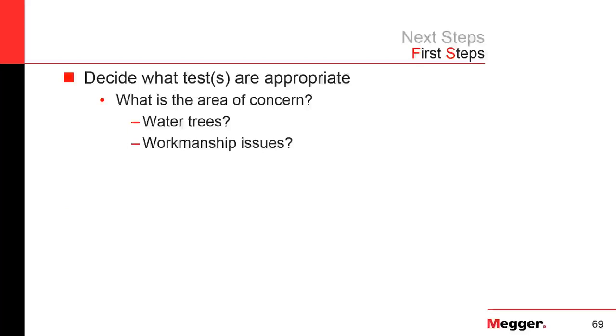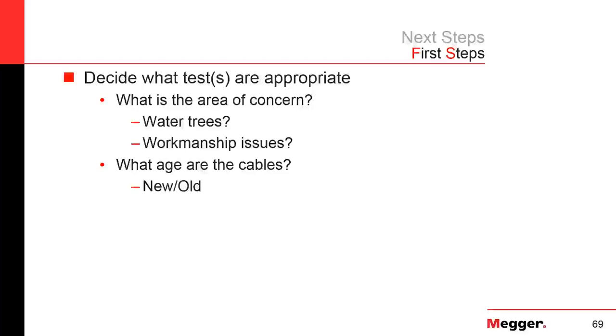So what are the next steps? The first steps you have to take then are decide what tests are appropriate. What are your areas of concern? Water trees, workmanship issues. Take a look at that slide that I just showed and make that decision and come to that conclusion first so that we can make that targeted plan. Next, we have to decide what age are the cables, and this may factor into the area of concern as well.